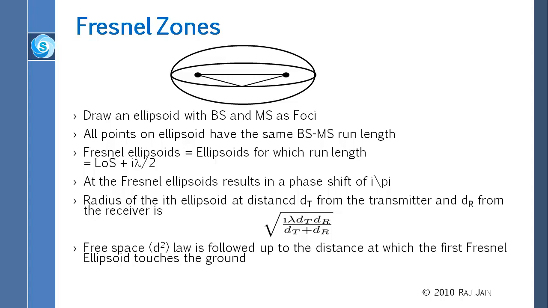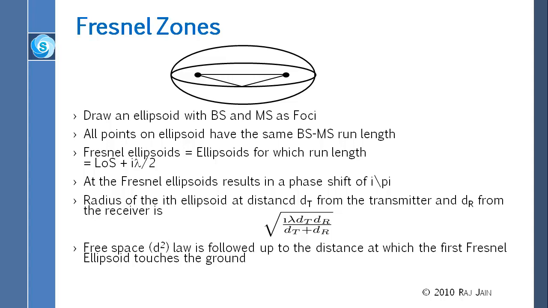So that ellipsoid has a radius. The radius is basically the maximum distance from this straight line. That would be the radius of this amount: square root of i lambda dt dr upon dt plus dr. And the free space law is followed up to the distance at which the first Fresnel zone touches the ground. So if the objects are so far away from the ground that the first Fresnel ellipsoid doesn't touch the ground, then you follow the d square law. And as soon as you go up, you follow other laws.